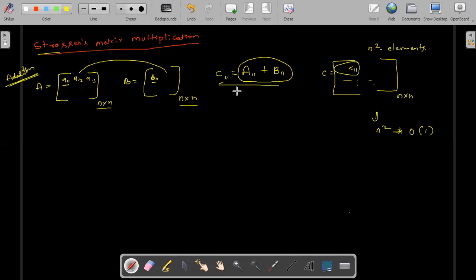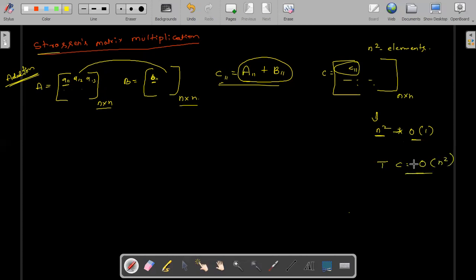That is what exactly I'm talking about. If I want to add these two elements, it takes constant time. Adding two matrices takes n square time, basically. That is what I wrote here. Adding two matrices is going to take n square time. So finally, for addition, what time complexity are we getting? Time complexity for addition is big O of n square.